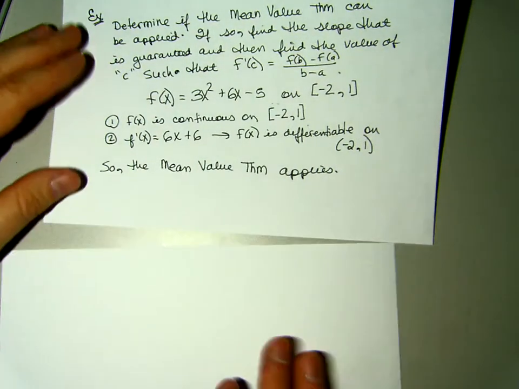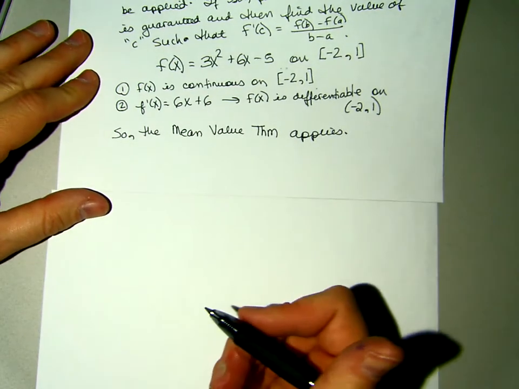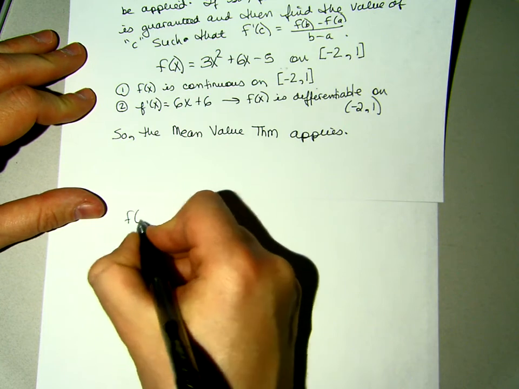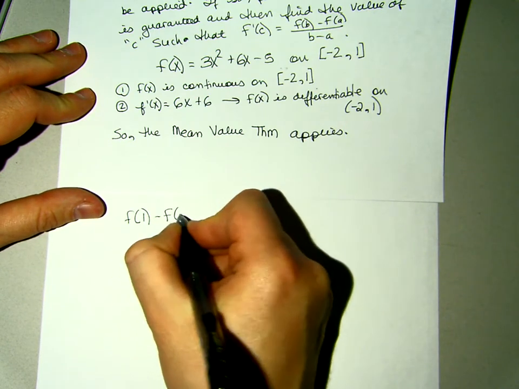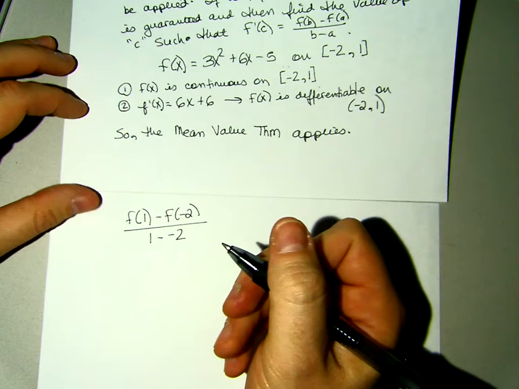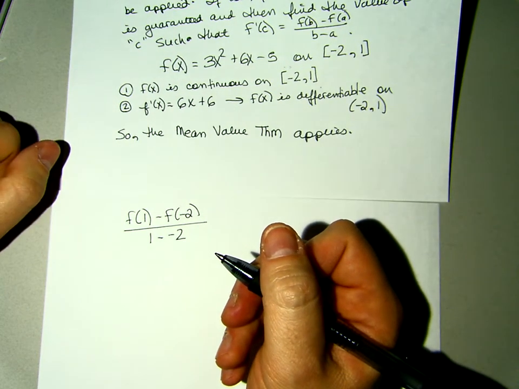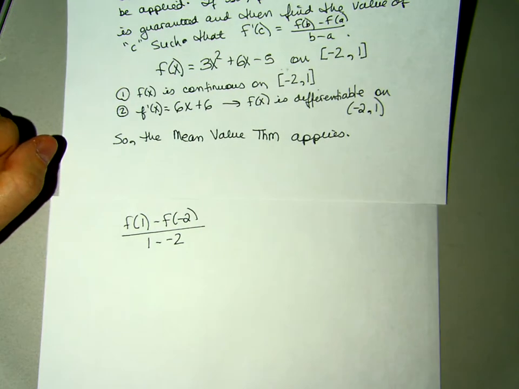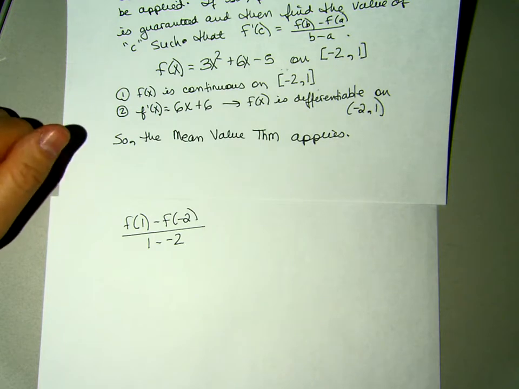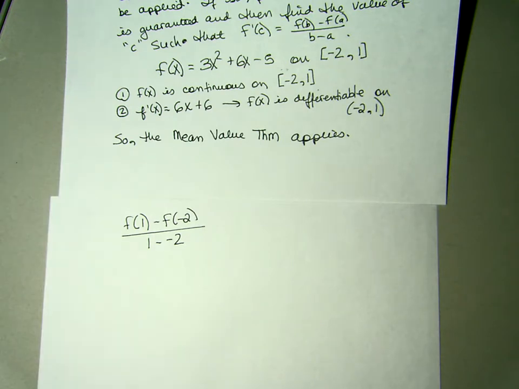So here's what we're going to do. We're going to calculate the slope of the secant line. We're going to do the problem f of 1 minus f of -2 over 1 minus -2. Well, go do that. Find f of 1 without a calculator. Find f of -2 without a calculator. Plug into the original function. Subtract those answers. Do the division. See what you can do. Let's get that slope.